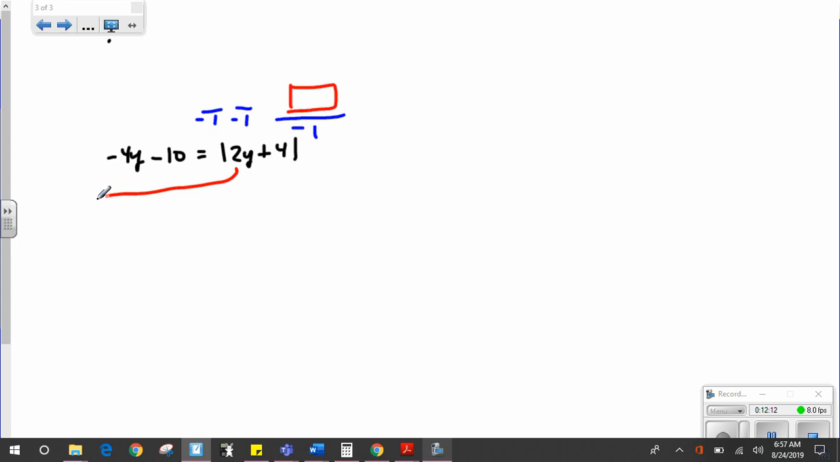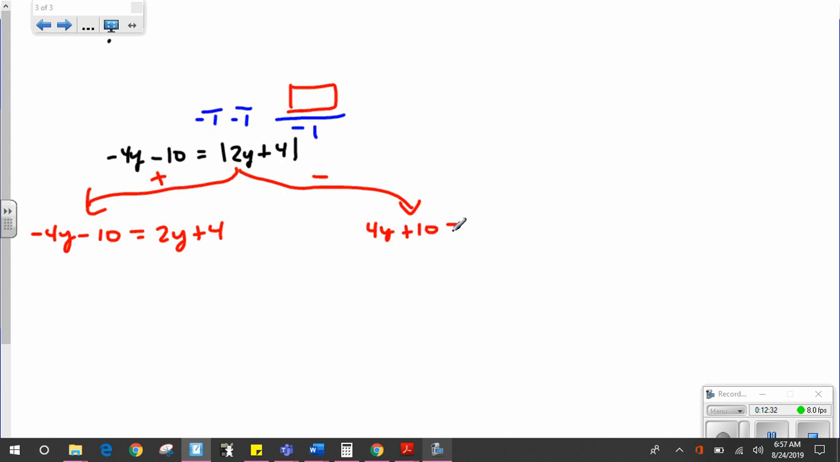So track 1 is always the original or positive track. So that's -4y minus 10 equals 2y plus 4. Then we have our negative or opposite track. So that's positive 4y plus 10 equals 2y plus 4. Again, I kept the contents of the box exactly the same in both cases. It just happens to be on the right hand side, which is fine.